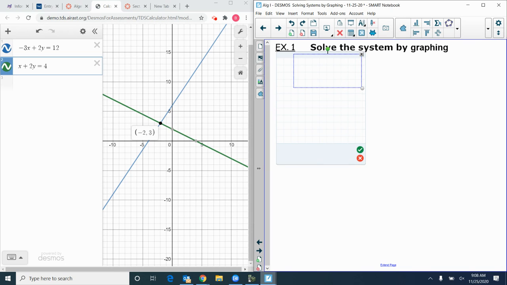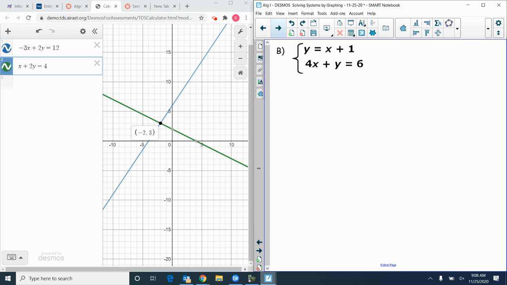They don't touch? And they do. If they touch, that is the answer. All right, so is it negative 1, negative 3, or negative 2, negative 3? Negative 1, negative 3, is that right? Yeah. So for that one, all you have to do is type them in. You do not need to get y by itself. Take a look at these two: y equals x plus 1 and 4x plus y equals 6.